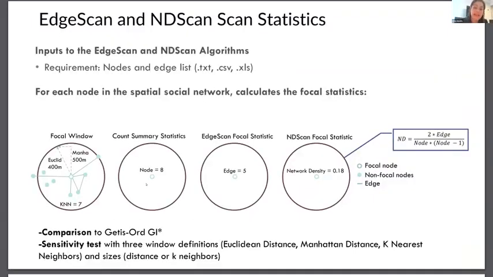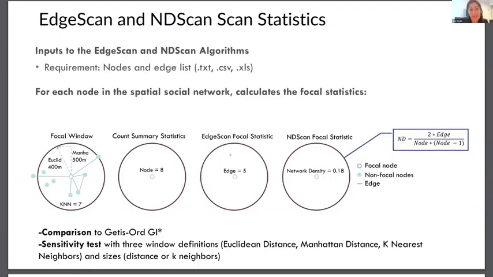The way that these scan statistics work, they work just like our typical scan statistics in GIS, like our moving window statistics. So we have a focal window around a node, and we define that window. We can do Euclidean distance, Manhattan distance, or we can do K nearest neighbors. And what we would do traditionally is probably count how many nodes are in here, and what maybe another average summary statistic would be. But what we're doing is a little bit different.